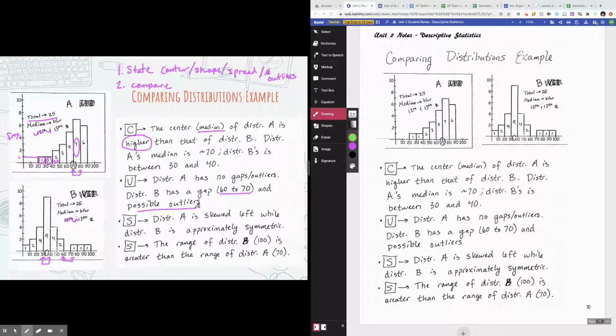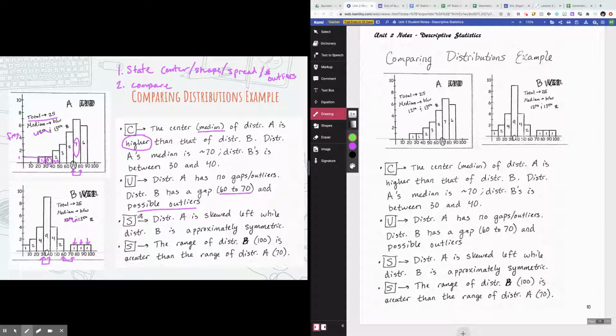And I said possible outliers here because I don't know if these values up here, these more extreme values, I don't know for sure if they're outliers. Okay. I'm going to show you exactly how to calculate outliers in the next video, on the 5-number summary. Okay.